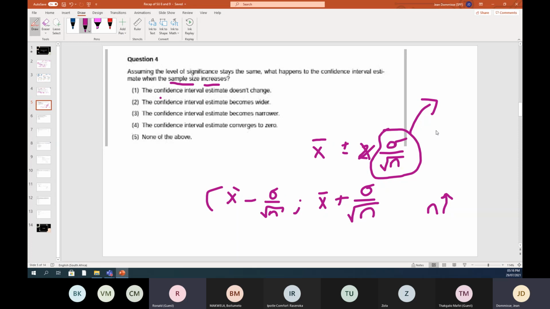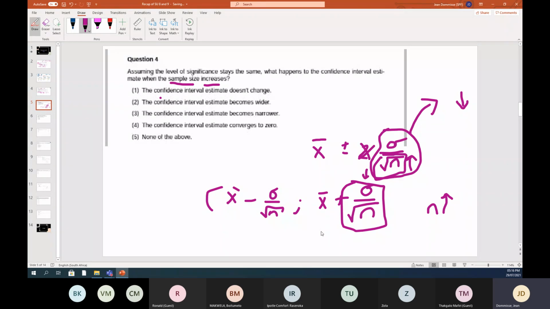Yes, is it Ronald? It decreases. Awesome. Okay, so your standard error decreases. Why? Because this will increase. So when that stays the same and you divide it by something that increases, that basically shows that the whole thing will decrease.